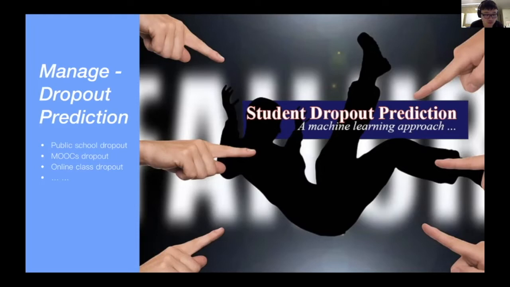For MOOC dropout prediction, the most important features are what they leave on the platform, right? For example, do they post questions on the forum? How many clicks do they make during the class? But for K-12 online classes, the students usually don't type, they don't click, they just watch. That's a huge difference compared to the existing research, and there are a lot of challenges in K-12 dropout prediction.